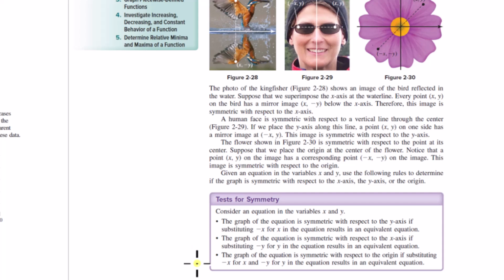Then finally, if you take every single x and y variable and you substitute it for the minus version of that variable, simplify, and you get the exact same equation, that means that the equation is symmetric with respect to the origin. Okay, now let's just talk about 3D for a second.